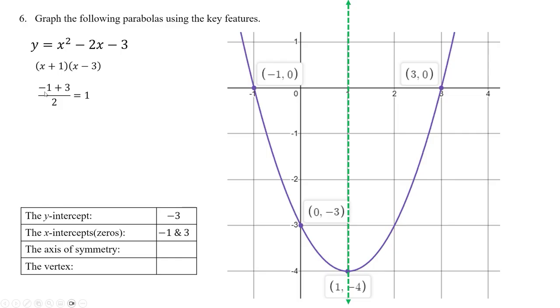Once we know our intercepts, we can add them together and divide by 2 to get our axis of symmetry. And once we know the axis of symmetry, then we have the x value for our vertex. So if we take that 1 and plug it back into the equation, I can calculate the y value of the vertex. And that turns out to be negative 4. So our vertex is going to be 1, negative 4.